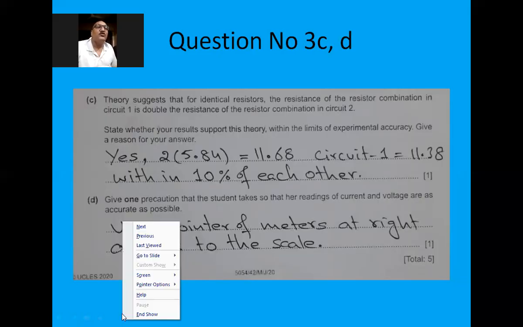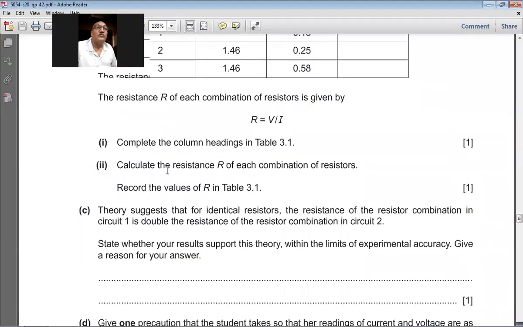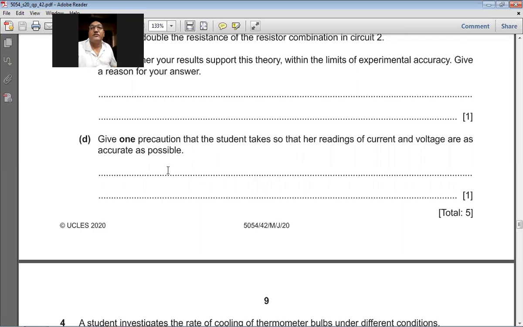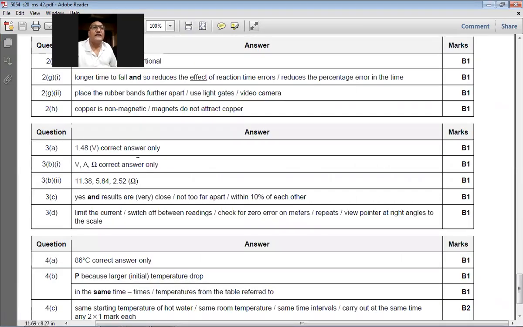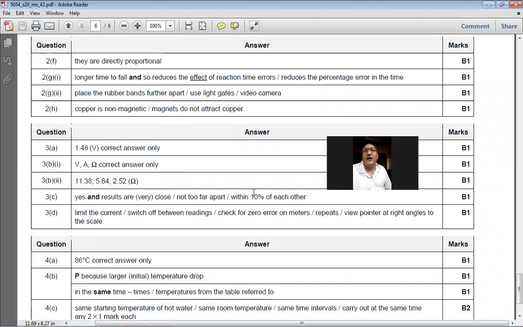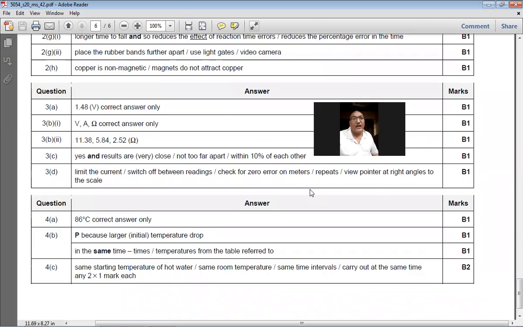We are done with question number 3. Let's have a look at question number 3 first of all. So this was question number 3. It was a 5-mark question. Now let's look at the marking scheme. The question number 3 marking scheme is showing up on your screen. I have already checked the marking scheme.